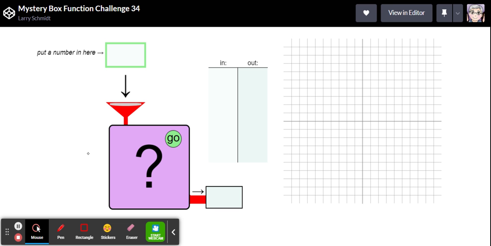In this purple mystery box we have some math. That math will change the numbers you put into the top into something else when they come out the bottom. We'll keep track of your ins and outs in this chart and even graph those as ordered pairs so you can see the shape that this math might be making. Your challenge is to figure out what that math is.